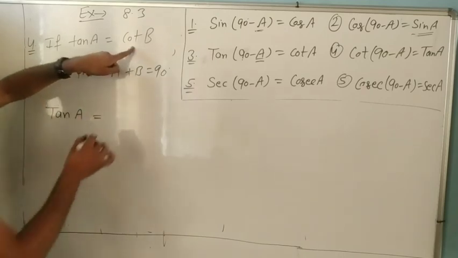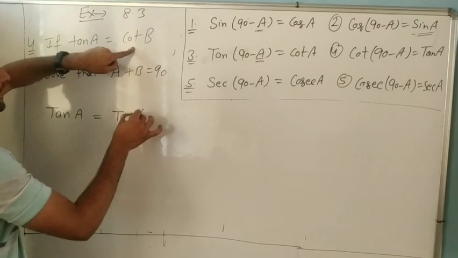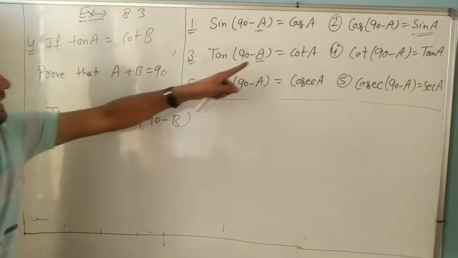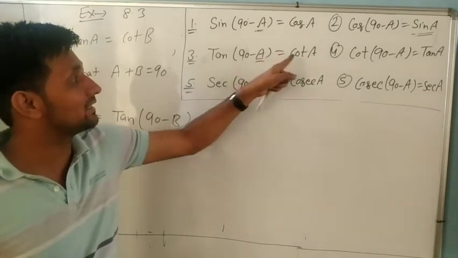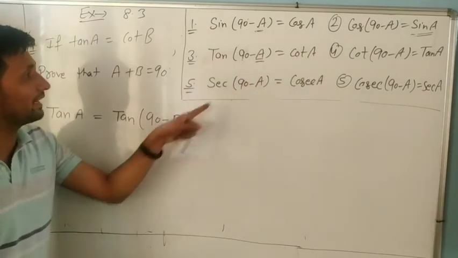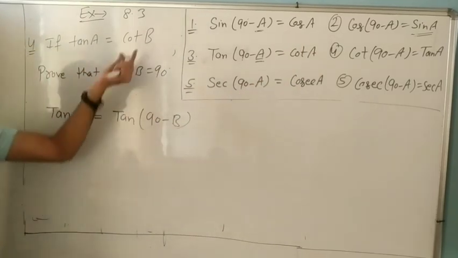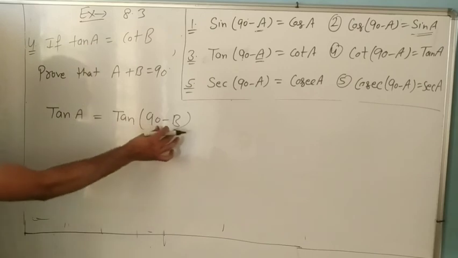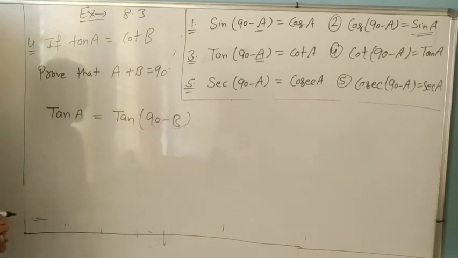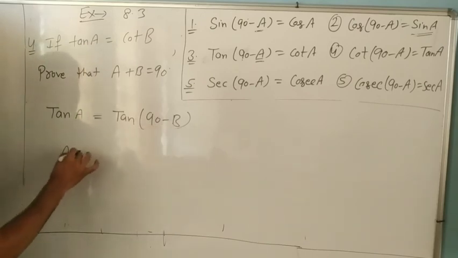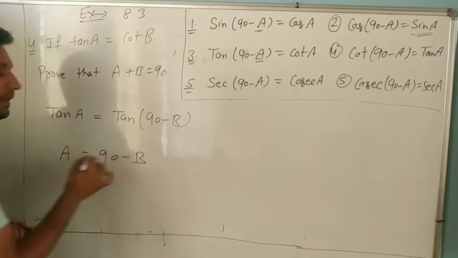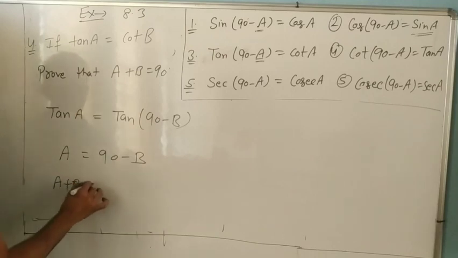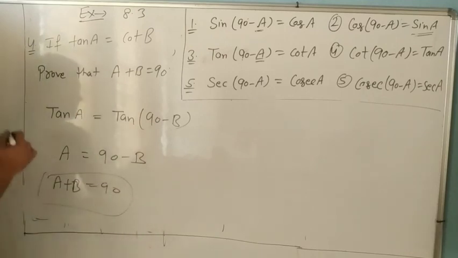So in cot, what can you write? Tan(90 minus B). Tan(90 minus A) is cot A. Tan(90 minus B) is cot B. We can write cot B equal to this one, or not? So look, it is tan, it is tan. So it means both angles are equal. So A equals 90 minus B. Very simple. B is on the other side, positive. And we proved that A plus B is 90.